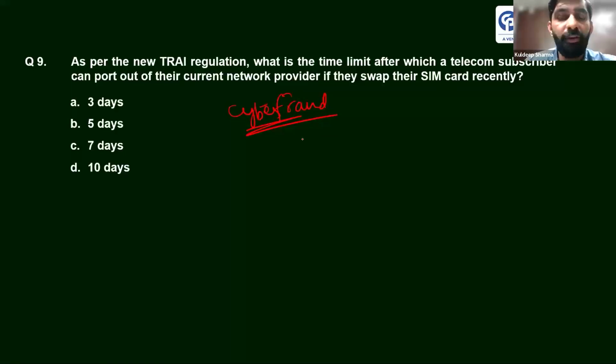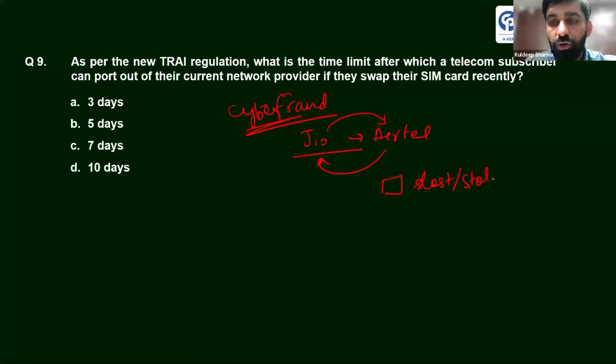What is porting out? So basically, as an example, let's say you have a Jio SIM and now you want to shift to an Airtel SIM. So it is very easy. You just have to dial a particular number and then that porting process starts and you just shift from Jio to Airtel, vice versa also, or to a third network provider also. So what they have done now is that if, let's say, you have swapped your SIM card, maybe you lost it, maybe it was stolen, so you swap a new SIM card, and then just when you have swapped your SIM card, you want to change your network provider.